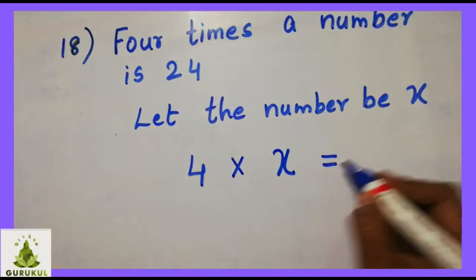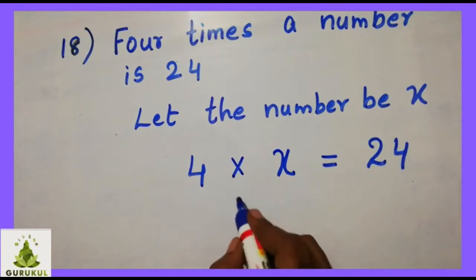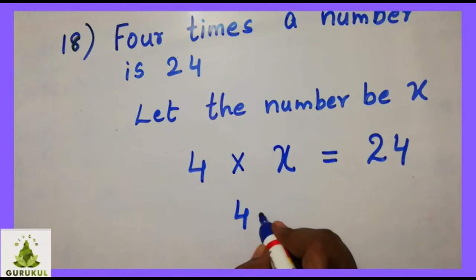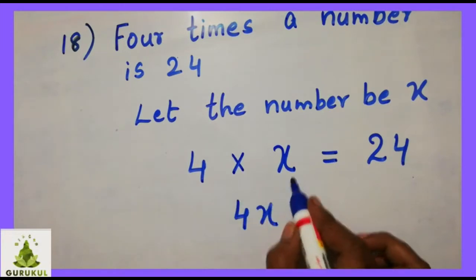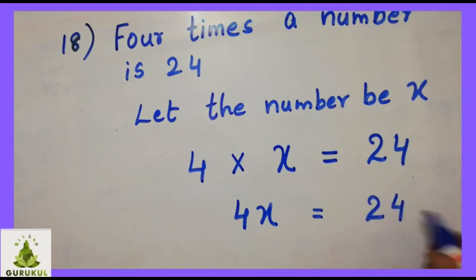Is means equals to sign. 24. Is this clear? So this can also be written this way in simple form. 4 into x means 4x is equals to 24. Is this clear? This way you can complete it.